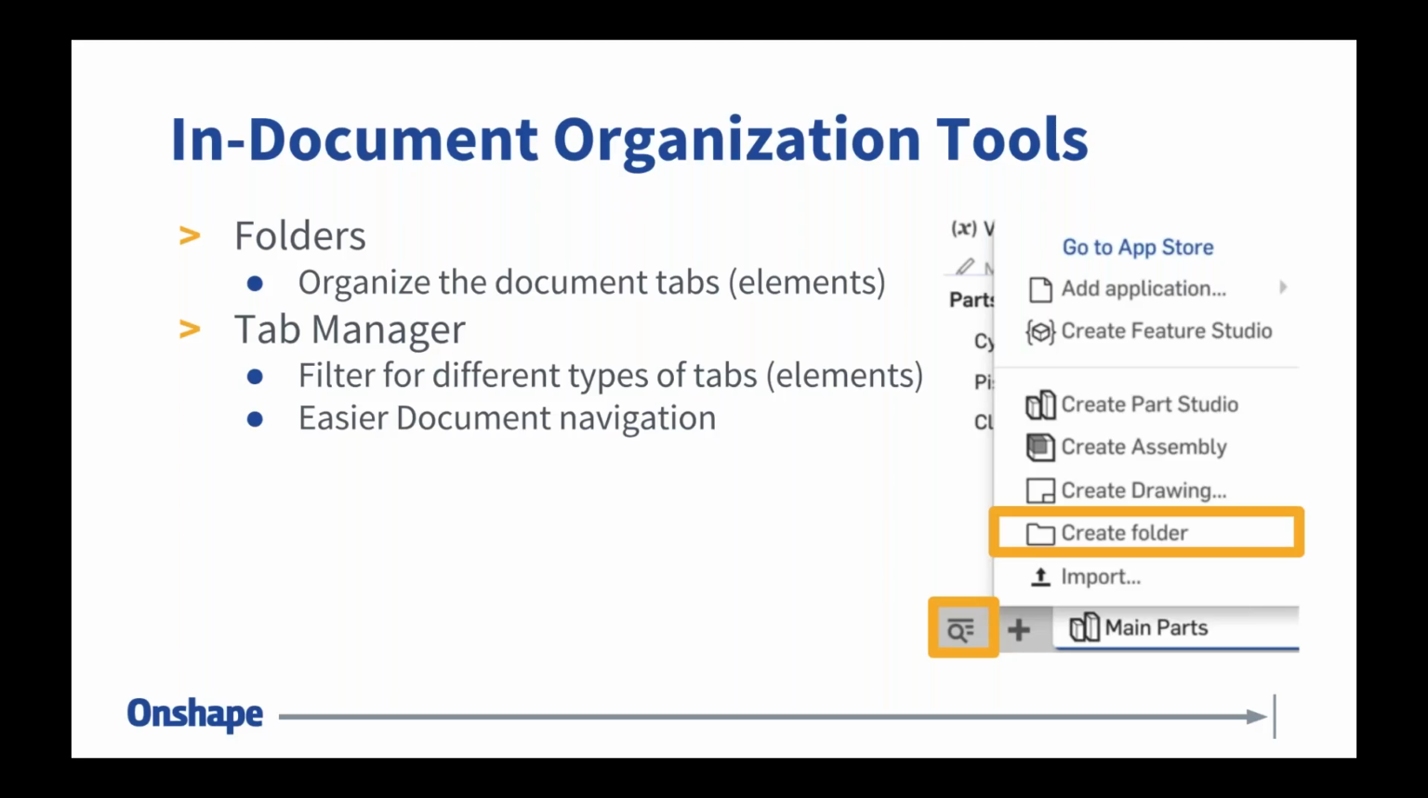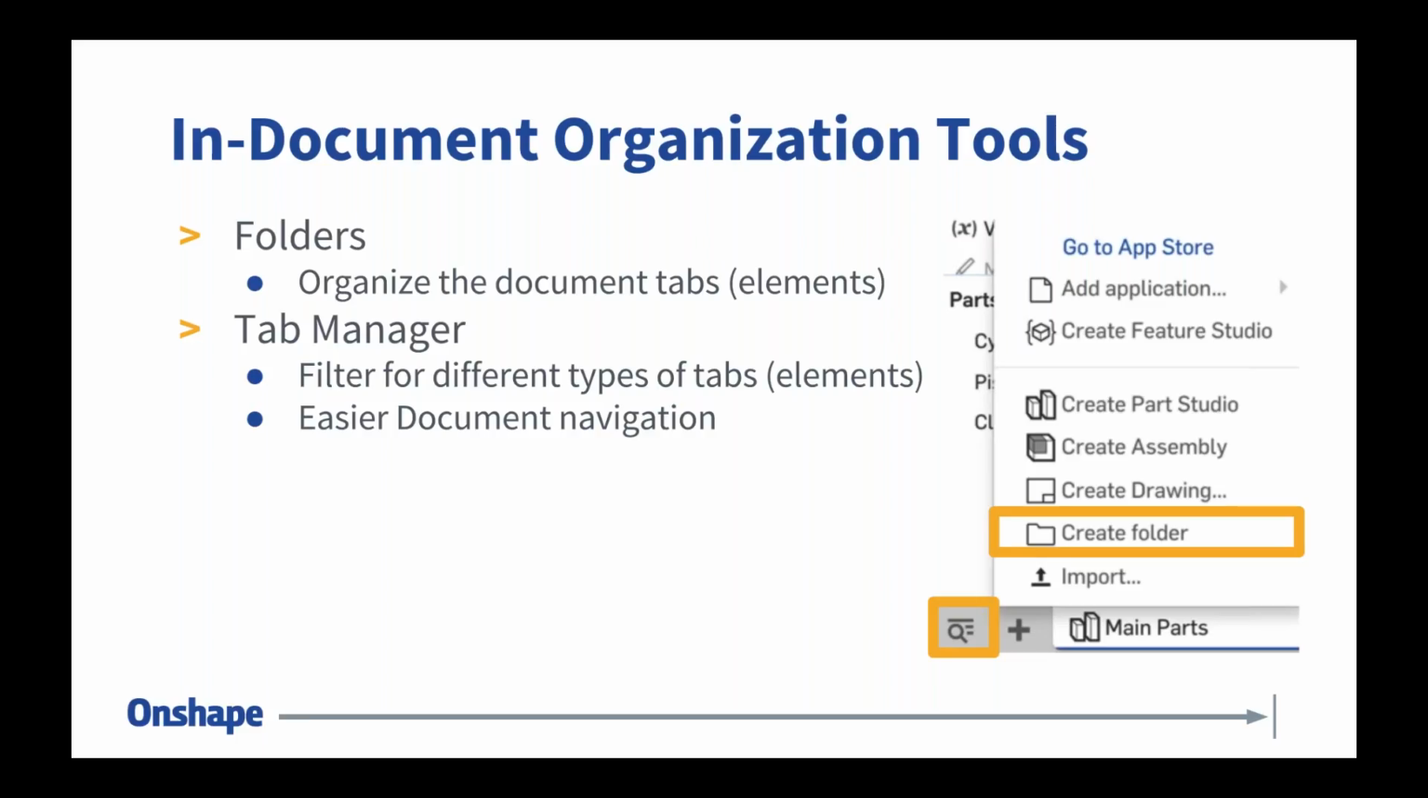Now, the first thing I want to stress is the in-document organization tool. So as your document grows, you have all these tabs in the document. And you're going to have tabs for parts, tabs for assemblies, tabs for drawings, tabs for imported files. And it can lead to a very messy tab display at the bottom where it's just difficult to find what you're looking for. So there are two things that I'd recommend in this scenario.